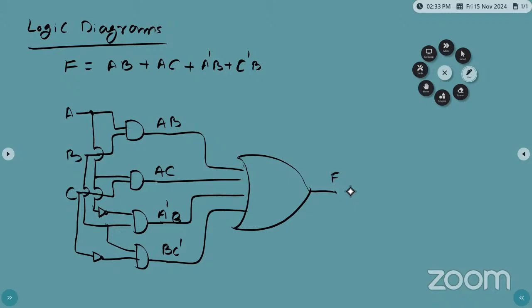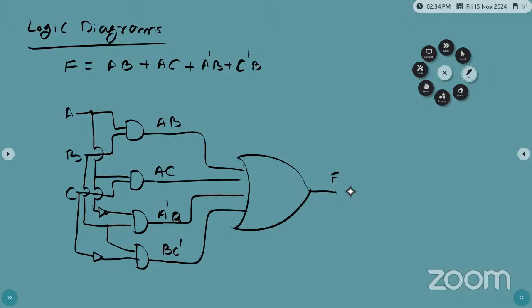How many inputs for the OR gate? 1, 2, 3, 4. 4 inputs. That is a 4 input OR gate. The minimum inputs required are 2, and the maximum can be any number. But physically, the 2 input OR gate is a different IC. For example, the 2 input OR gate, the 3 input OR gate and the 4 input OR gate are different.